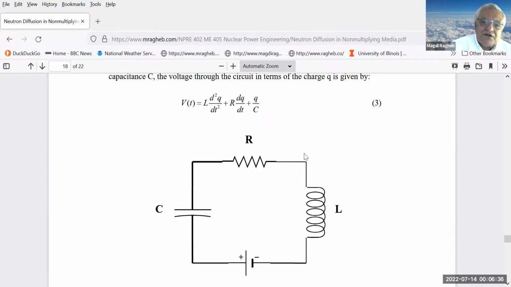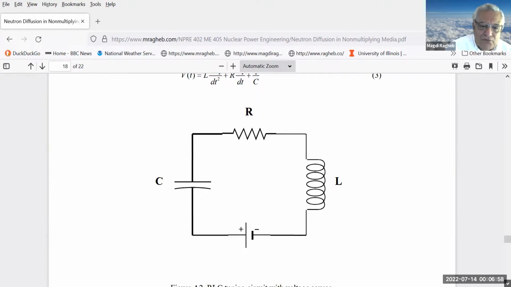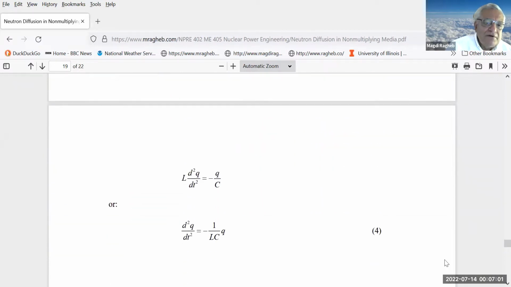So again, like in the case of the mechanical analog of the oscillating mass on a surface, let us say that we don't have ideally a resistor. Definitely the wire itself offers resistance, but let's just explore it without the resistor. So you'll find that the differential equation becomes simpler: L d squared q by dt squared is equal to minus q over C. Let's bring the L to this side. It becomes d squared q by dt squared is equal to minus 1 over LC times q.